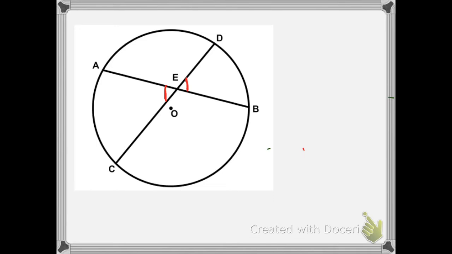So let's see. What is special about the angles here? And now we have the intersecting chord theorem. But this theorem specifically talks about the angles, okay? What is special about the angles here?